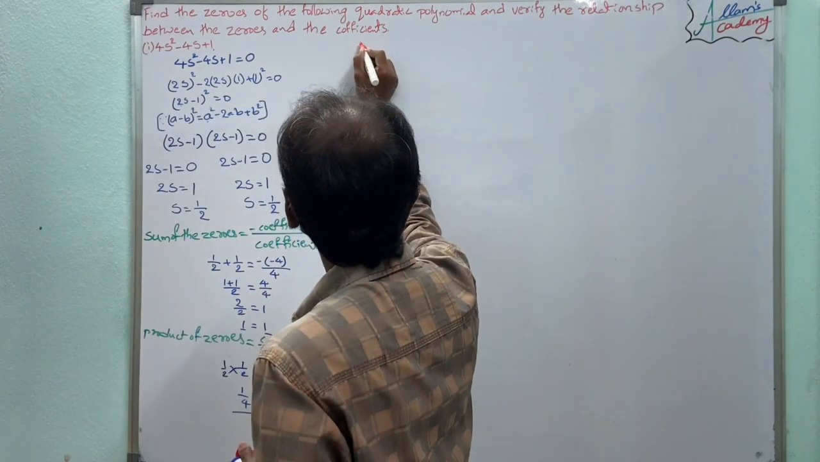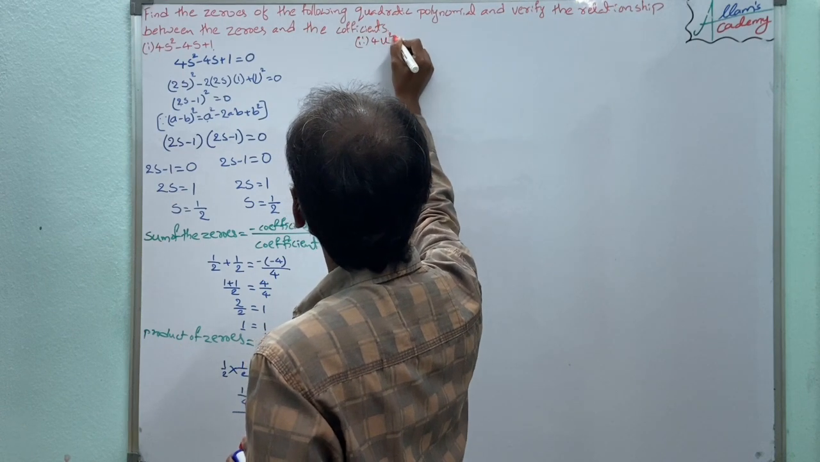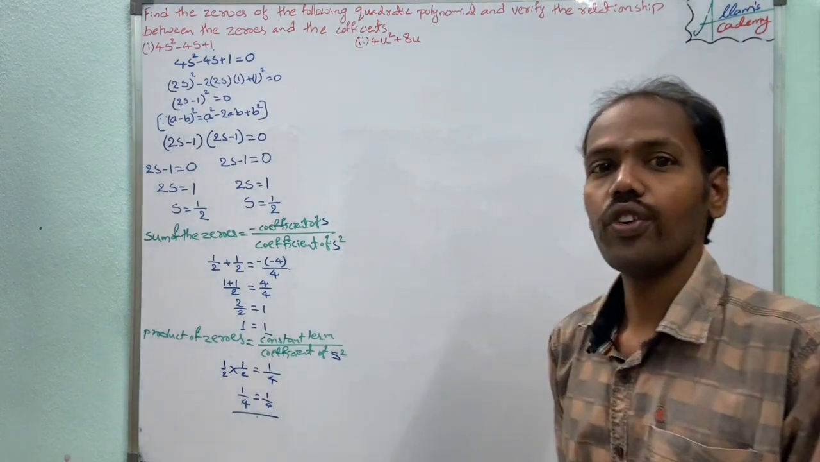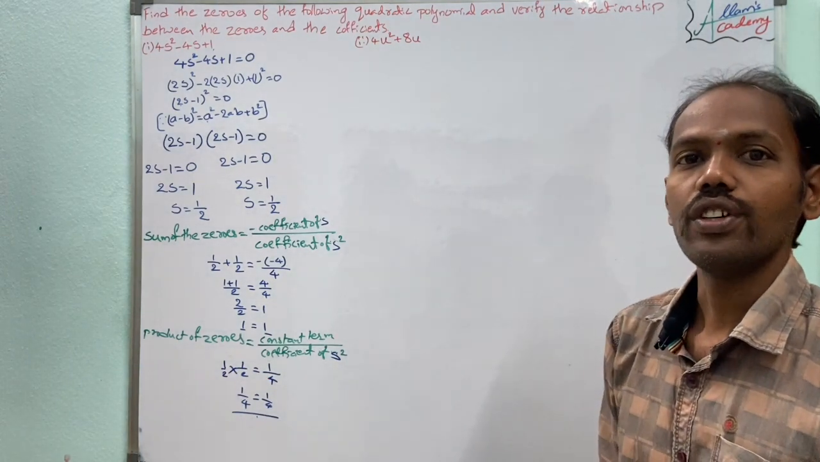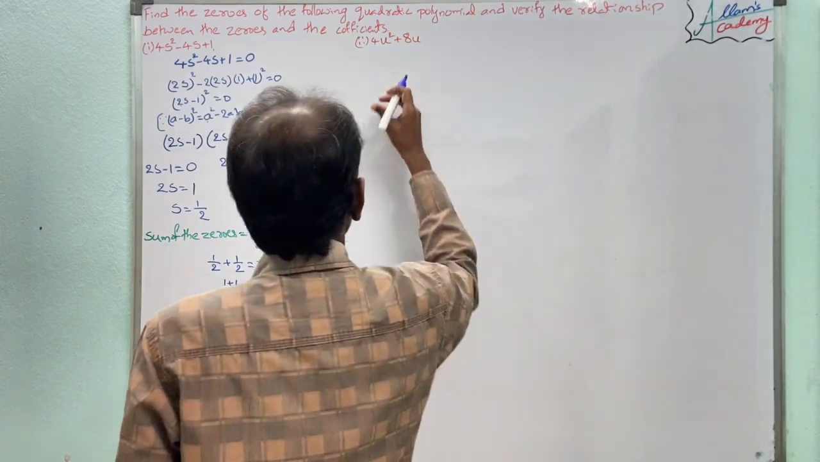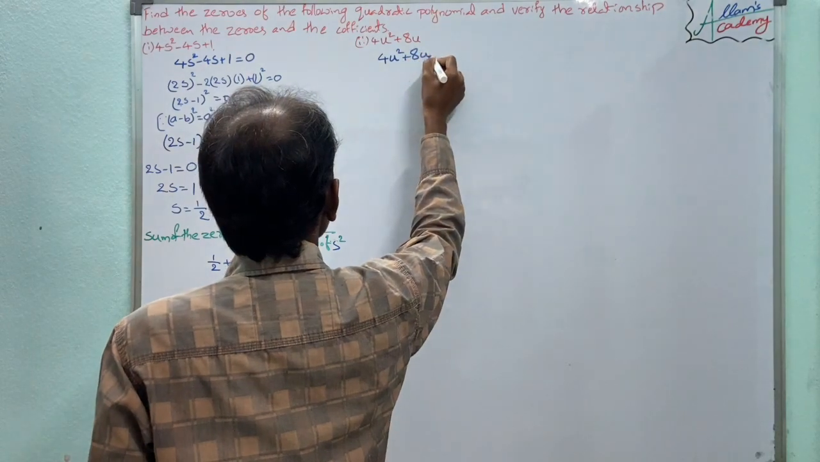So the next problem is 4u square plus 8u. For this polynomial, finding the zeros. So 4u square plus 8u equal to 0.